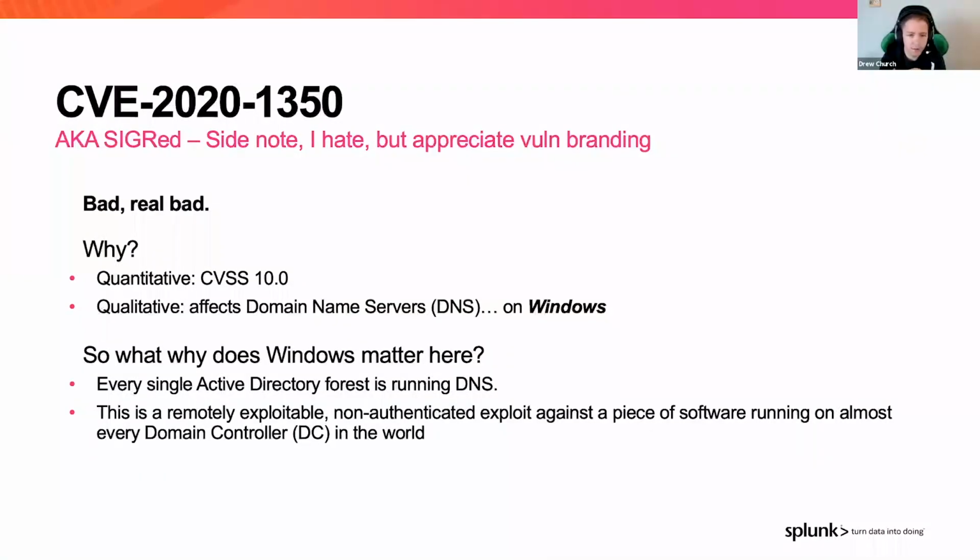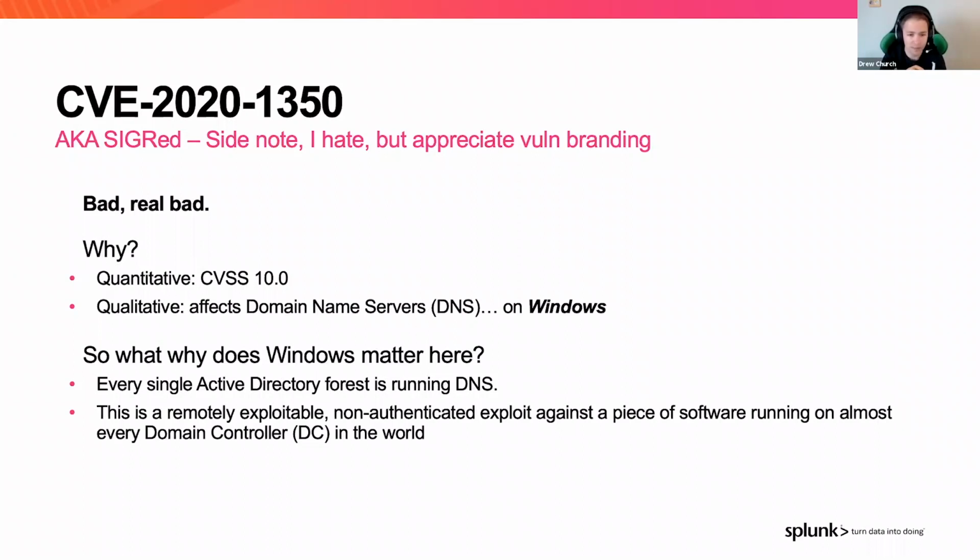So CVE 2020-1350, also known as SIGRed. I actually am not a huge fan of vulnerability branding, but SIGRed is a little bit easier to say, so I'll probably use it from here on out. But what I want you to take away is it's bad. It's really, really bad. It's probably one of the worst vulnerabilities I've seen in a couple of years, just because of a few things that we're going to get into here. Why? From a quantitative perspective, it's a CVSS base score of 10.0. So the worst it gets cannot possibly get higher than 10. It does not go to 11.